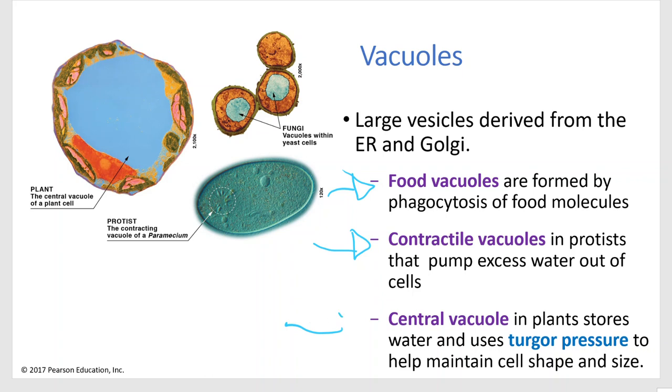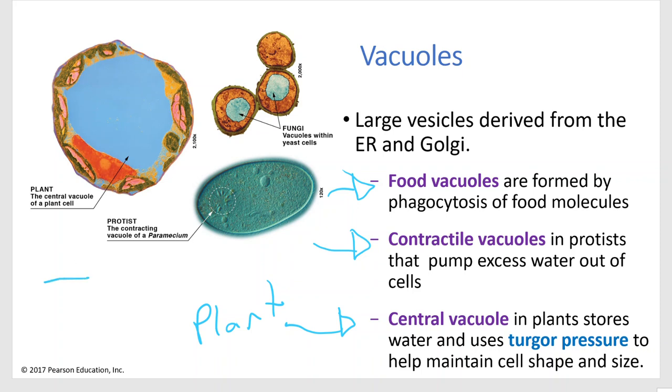Central vacuoles are unique to plant cells only. So we're only going to find the central vacuoles in plant cells. And these are going to be huge vacuoles. They're going to be these really big round structures that can store water almost like a lake in the middle of the cell. And this helps maintain the shape and the size of plant cells.